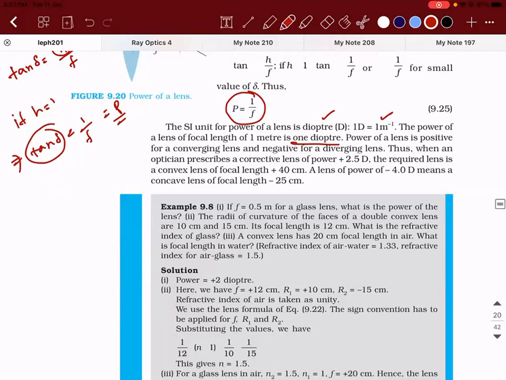Power of lens is positive for converging lens. Means if you have a convex lens, it is positive. And power of lens is negative for diverging lens. Means for a concave lens, it is negative.